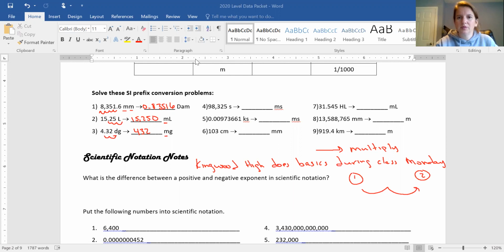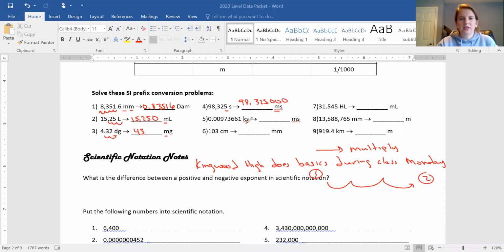Let me erase this. Let's pick number 4. Again, there's no prefix because it's only a single letter. That's no prefix. That means we start right here in the basics. And then we're going to milliseconds, which is down here. So I have to move 1, 2, 3 times to the right. So that means I'm going to add 3 more zeros onto this number.